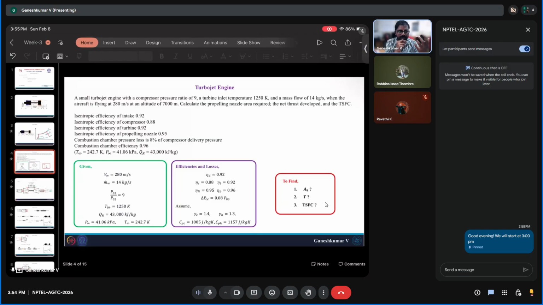Okay, so when the afterburner is included for this same engine, how are your thrust, TSFC, and the efficiencies going to vary? We will see that, and we will compare today's problem solution and next week's solution together to understand the effect of the afterburner. Okay, so you will learn more about the afterburner in week 4.